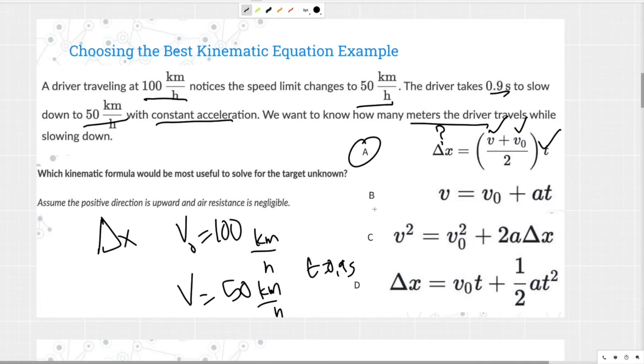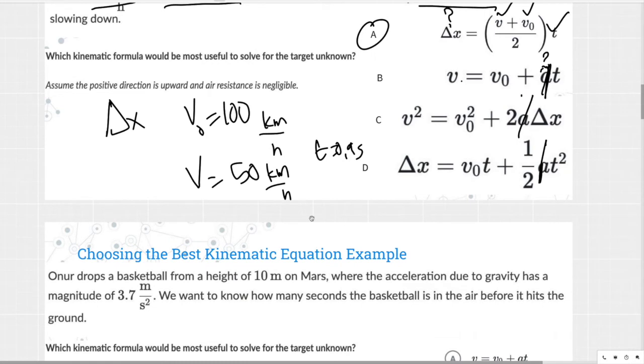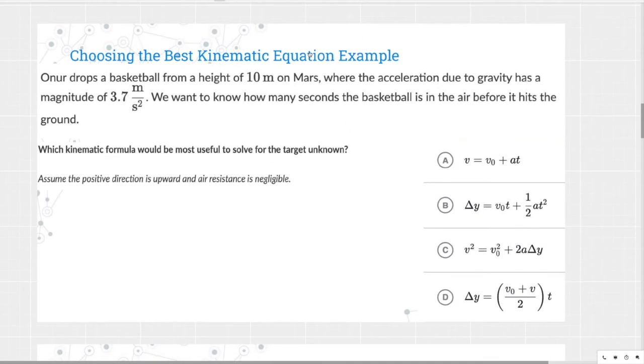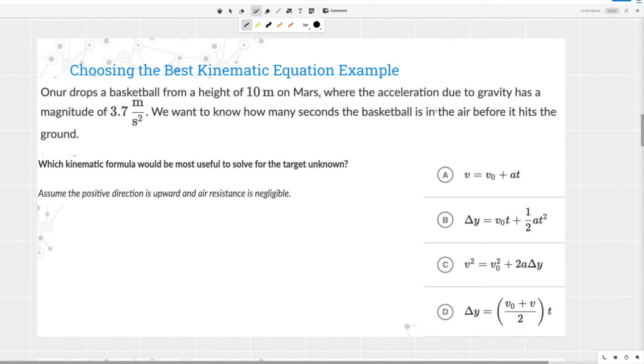And then, yeah, B will not work because we do not have the acceleration. The question just tells us it's a constant acceleration, but we do not have it. And over here also we do not have acceleration. So if we don't have a given value, then we will not be able to use a single kinematic equation. Choose another practice problem. So I would recommend trying this on your own first.